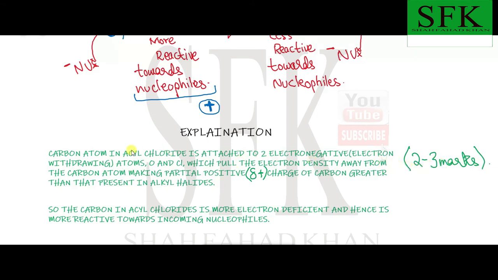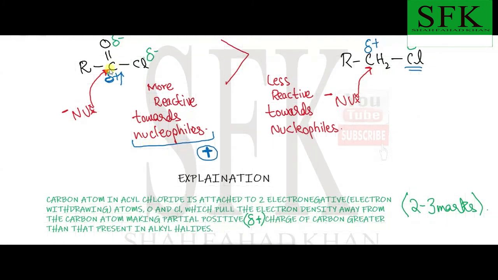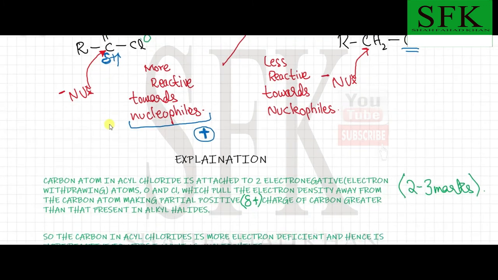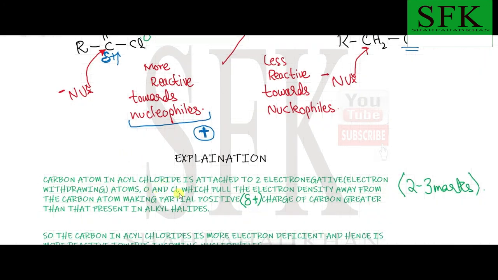Now I've also put this in words, and this is an important part and is usually asked for 2 to 3 marks. The carbon atom in acyl chloride is attached to two electronegative, electron withdrawing atoms. They are electron withdrawing because they pull the electron density away from the carbon atom, leaving a partial positive charge on the carbon atom. The oxygen and the chlorine pull the electron density away from the carbon atom, making the partial positive charge on the carbon atom greater than that which is present in alkyl halides.